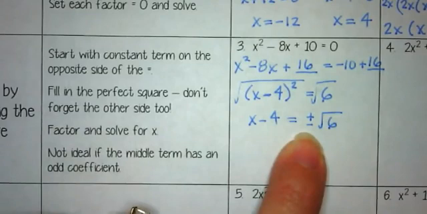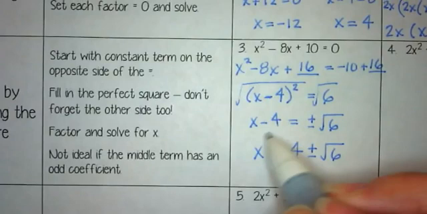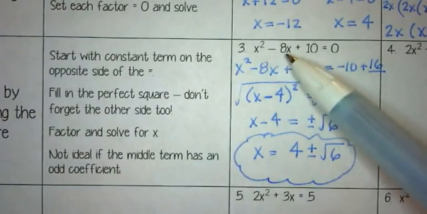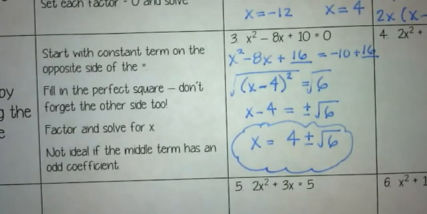So now, to solve for x, I need to add 4 to both sides. So my solutions would be 4 plus the square root of 6 and 4 minus the square root of 6. But we can leave our answer right there. Now, the one problem with completing the square is if your middle coefficient is odd, you're going to end up with fractions. So I put, it's not ideal if the middle term has an odd coefficient. So just keep that in mind.